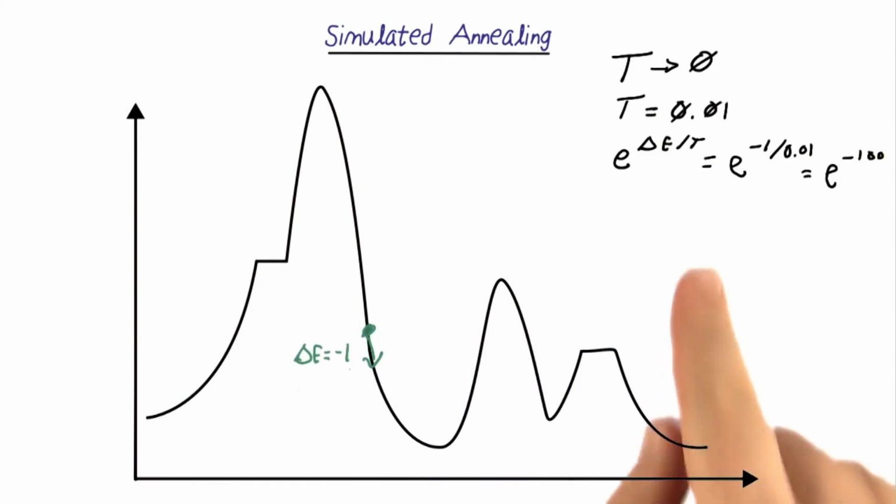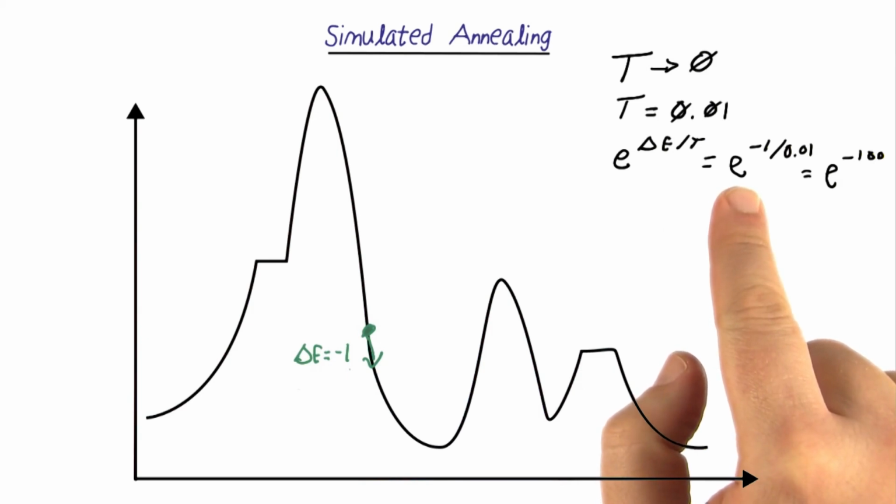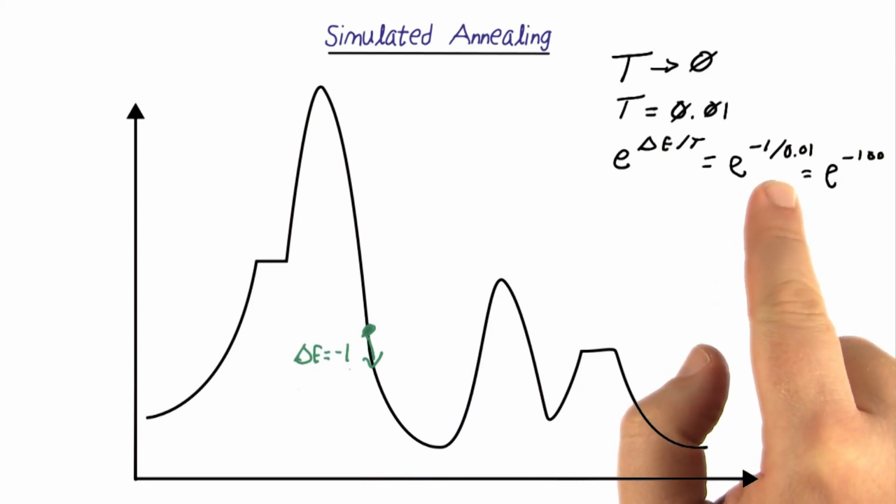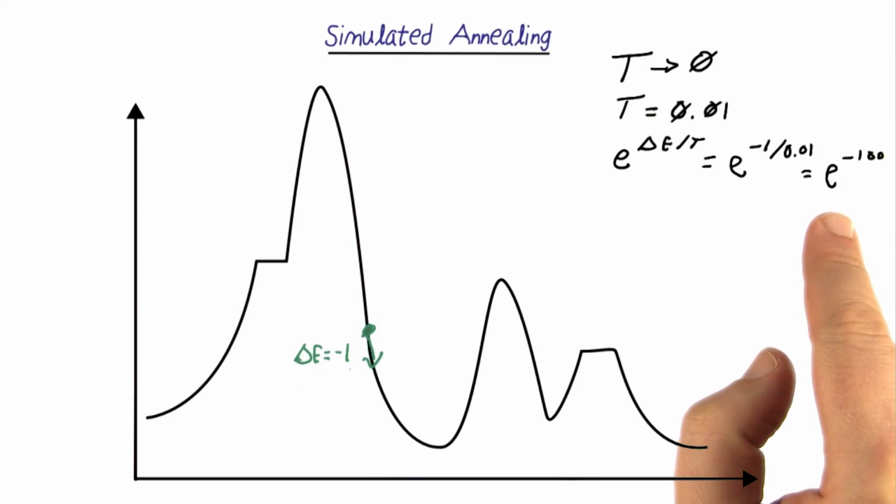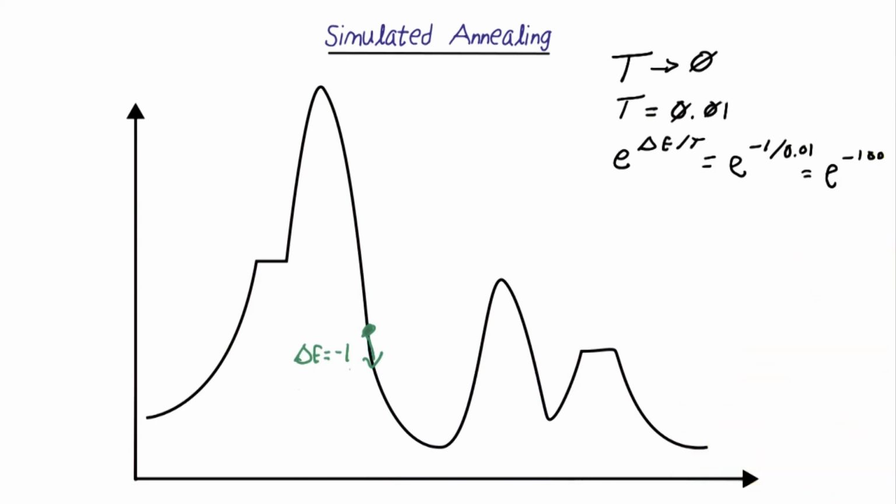Now we have e to the negative 1 over 0.01, which is the same as e to the negative 100, which is a very small number. So we have almost no chance of taking that suggested new random position. Instead, we'll keep generating new random positions until we get one that improves E. Then when t is small, we basically have normal hill climbing. Correct.